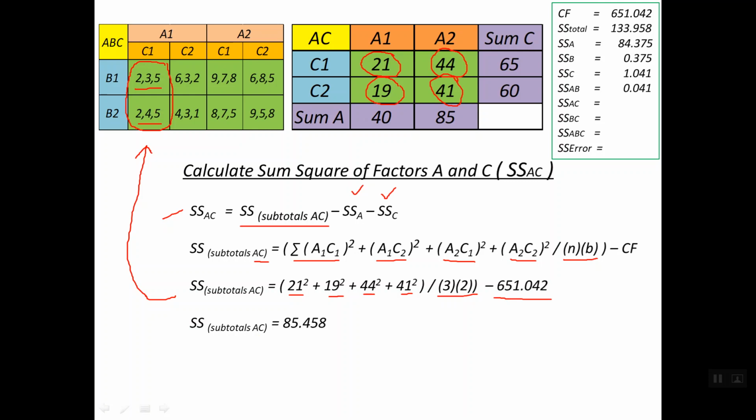It's 85.458. Now we can return back to the original formula above in order to calculate the SS for AC. This is the SS for the subtotals A and C, and this is the SS for A, and this is the SS for the factor C. So the value of SS for the two factors A and C is 0.042.